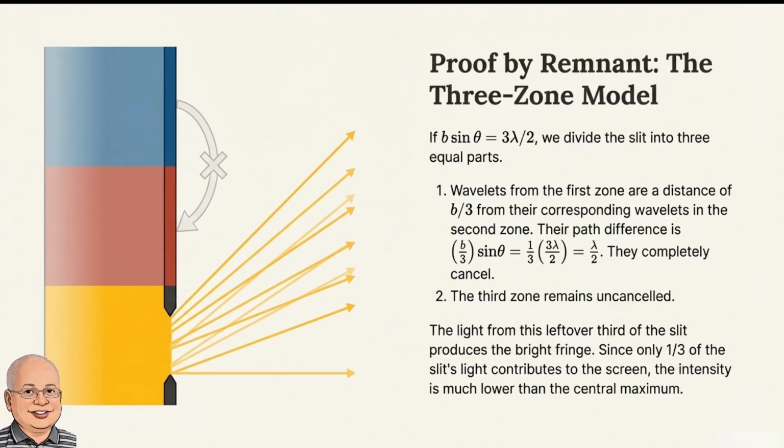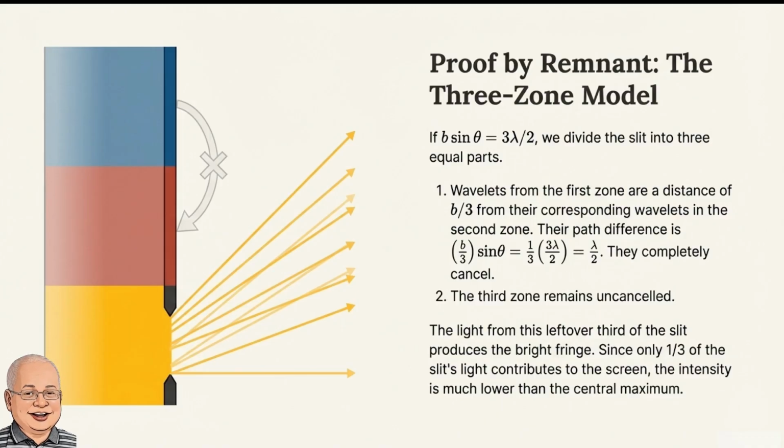Now, if that occurs, what we will do is we will divide the slit into 3 zones. If we divide the slit into 3 equal parts, the wavelets from the first zone are at a distance of b by 3 from their corresponding wavelets in the second zone. So, their path difference is b by 3 into sin theta. Now, b by 3 into sin theta is 1 by 3 into 3 lambda by 2. Now, 3 in the numerator and denominator cancel out. So, b by 3 sin theta is equal to lambda by 2. So, if that happens, they will completely cancel out.